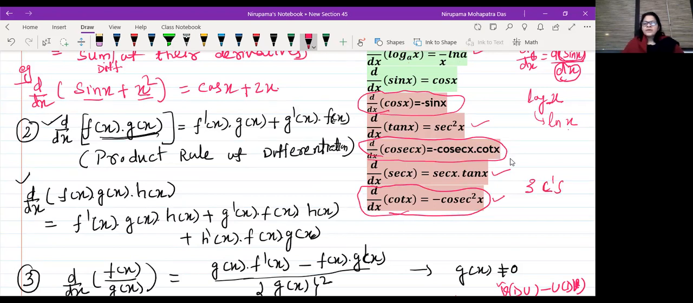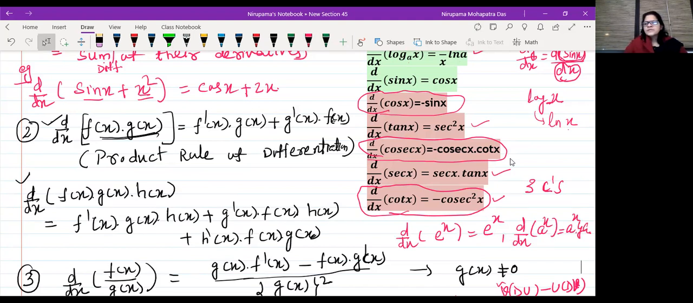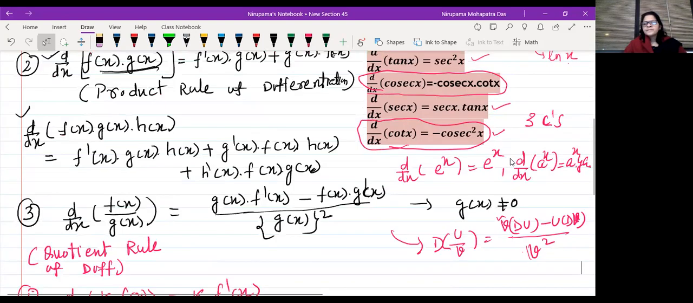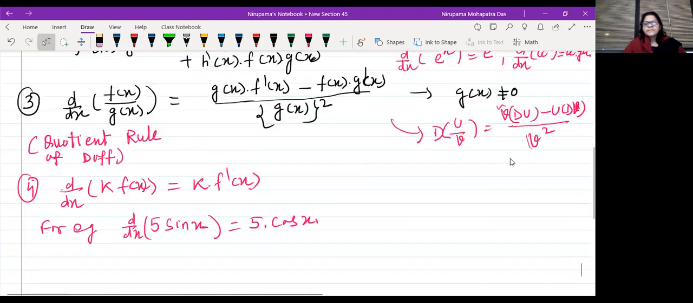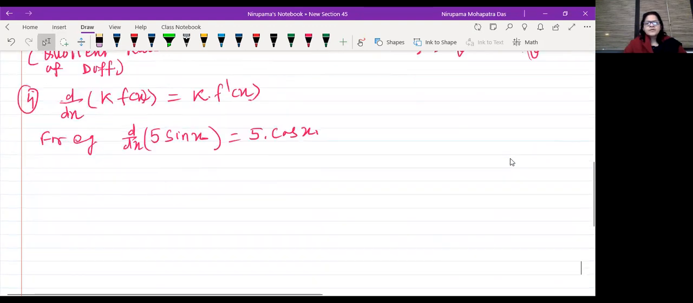Now one more thing: d by dx of e to the power x is e to the power x, and one last, d by dx of a to the power x is equal to a to the power x into log a. Okay, so these are some of the formulas.